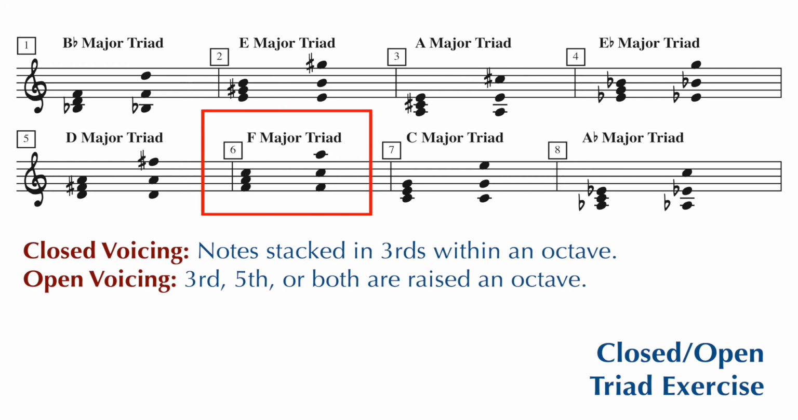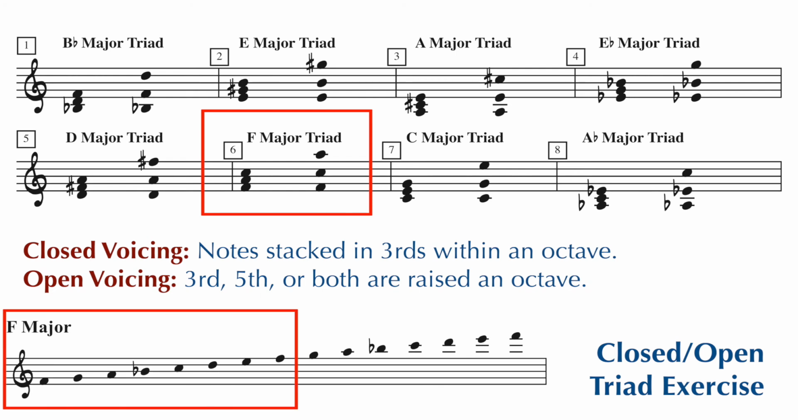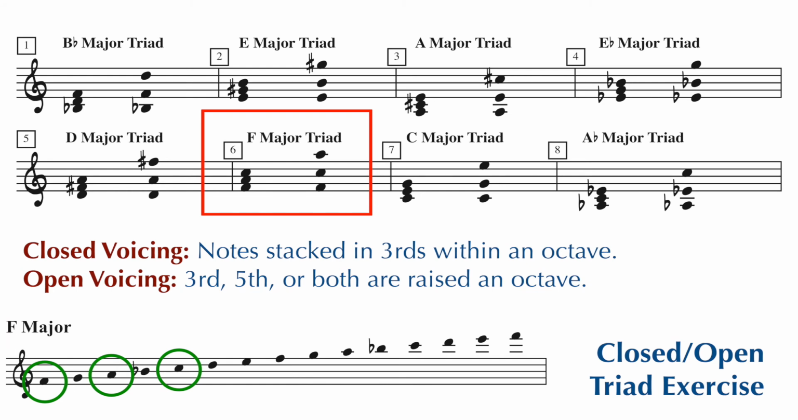Number 6, an F major triad in closed voicing. Build our scale. 1, 2, 3, 4, 5. So we have F, A, C as our F major triad in closed voicing. To change that to an open voice triad, we can take the third of that chord, the A, raise it an octave, and now we have an open voiced F major triad.